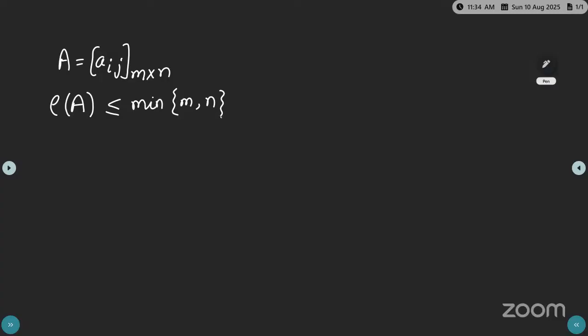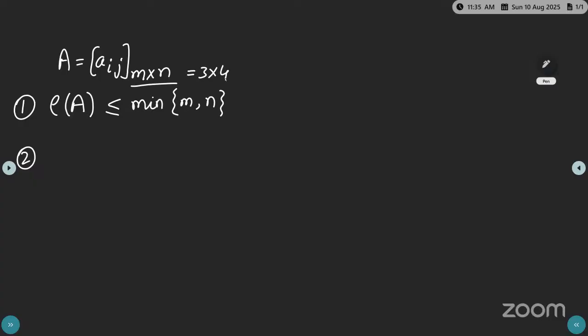Minimum of m comma n. Okay. See amma, suppose this is equal to 3 by 4. What will be the rank? Maybe 0 or 1 or 2 or 3, not 4. Among those two, whatever the minimum, that may be the rank or less than that.